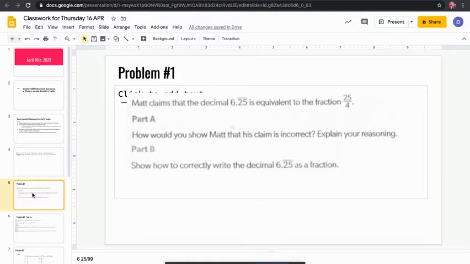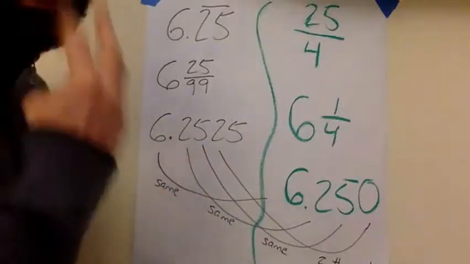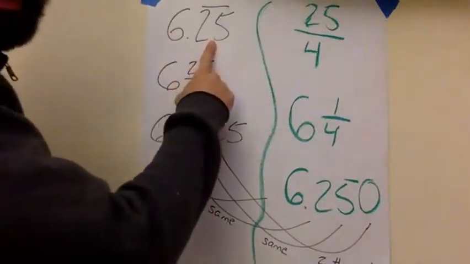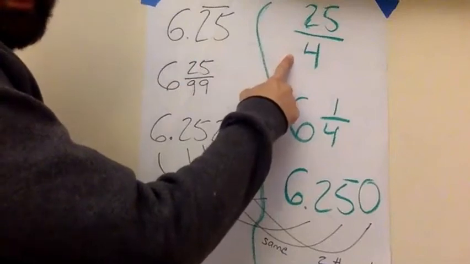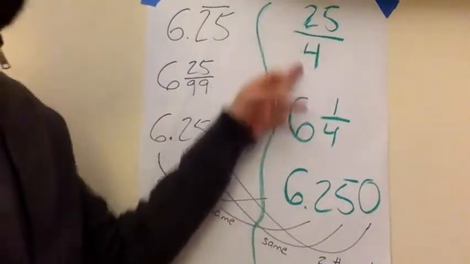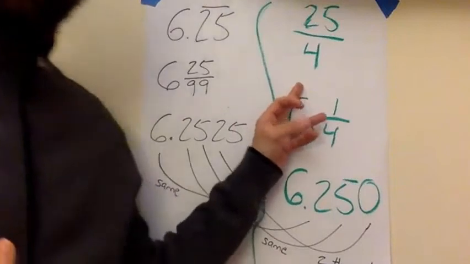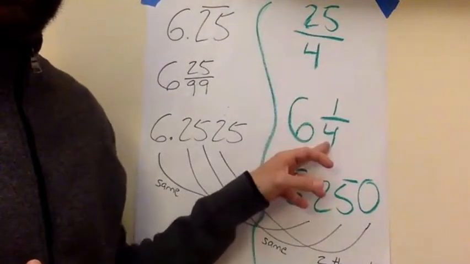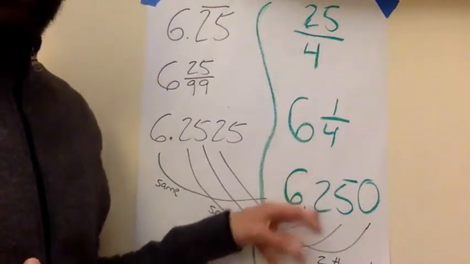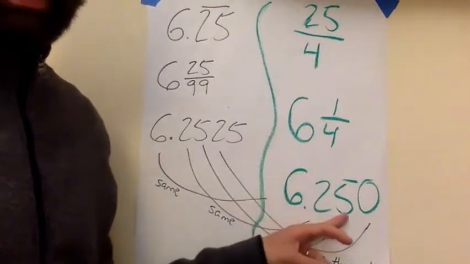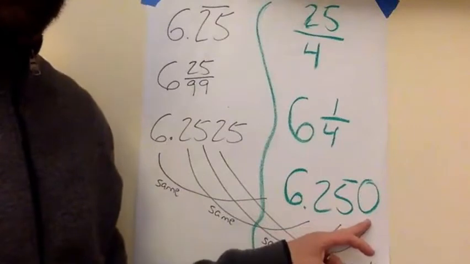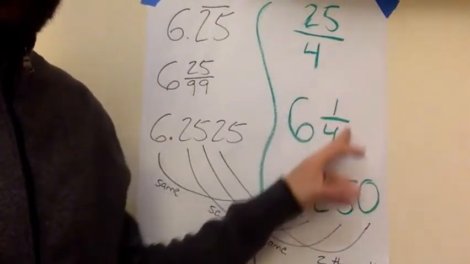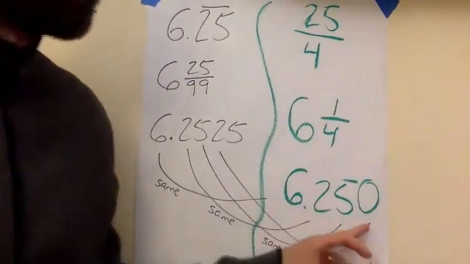So first, we're going to look at this problem and see what I did with it. This problem has asked us to compare 6.25 repeating and 25 fourths. So let's start with 25 fourths first, because that's something we're used to, right? 4 goes into 25 6 times. There's 1 left over. That's 6 1/4. We know 1/4 is 0.25, so that's 6.25. It's a terminating decimal, so we know the next digit is 0. So 25 fourths is 6.250.